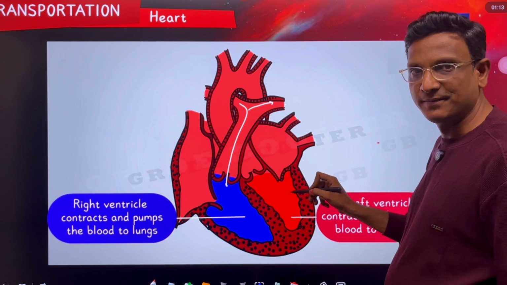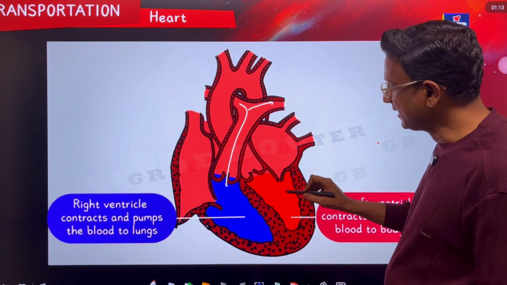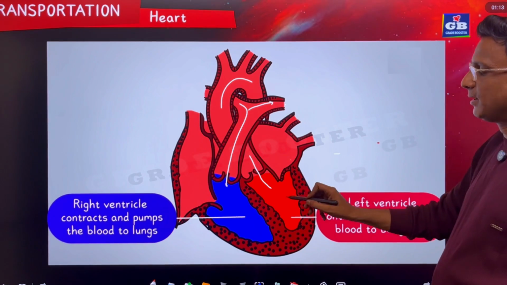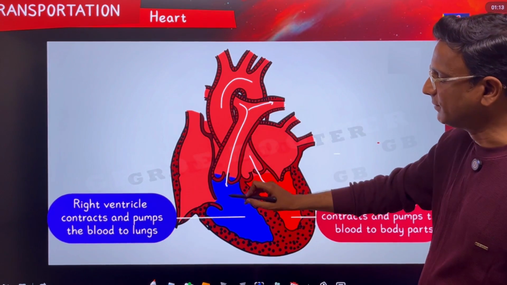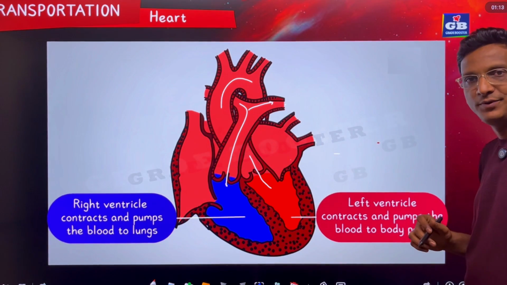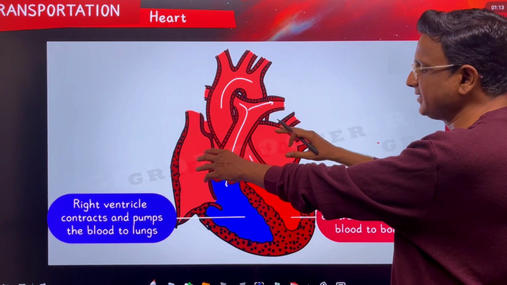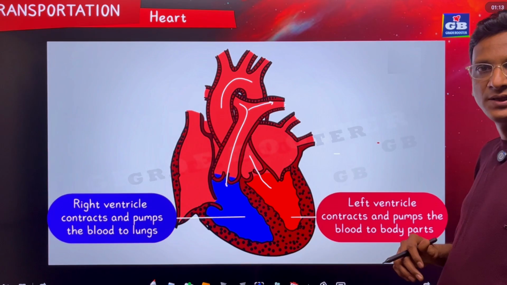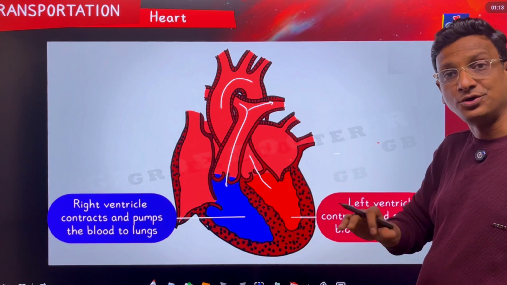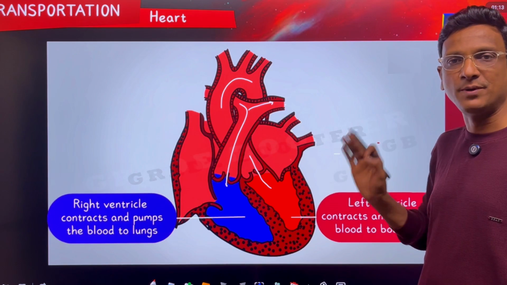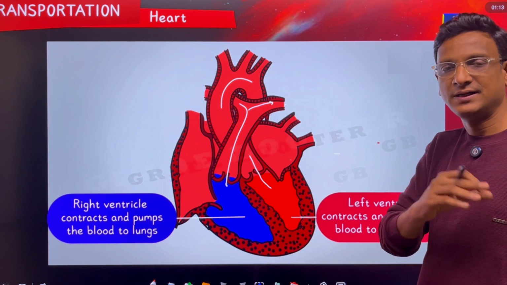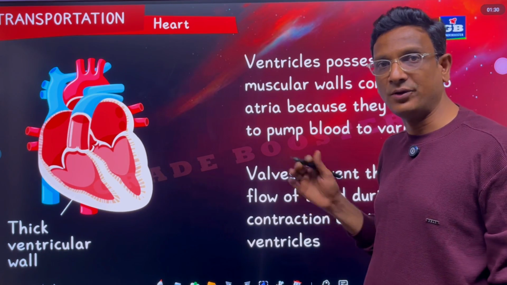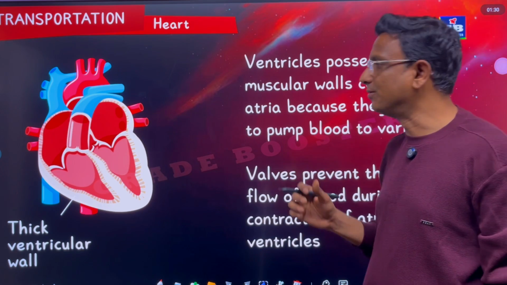Whereas the left ventricle has oxygenated blood. The left ventricle pumps the blood to body parts. The left ventricle pumps the blood to body parts, and the right ventricle pumps the blood to the lungs for purification. So atria collect the blood and send it to the ventricles. Ventricles pump the blood. Right? So the right ventricle pumps the blood to the lungs for purification. The left ventricle pumps the blood to body parts for providing all the oxygen and nutrients. Right, children.